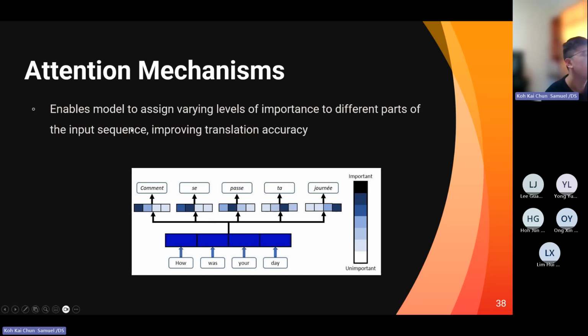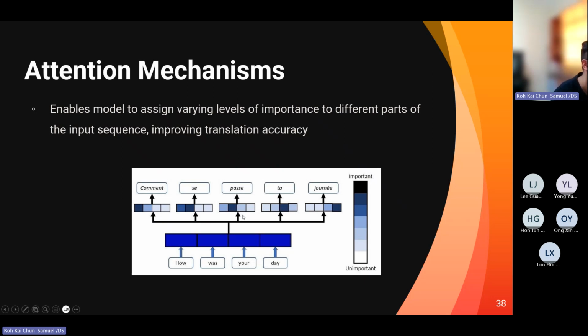Now it tries to enable this, known as the attention mechanism, because it enables the model to assign varying levels of importance to different parts of the input sequence to improve translation accuracy. So they introduce this to assign which word is more important compared to every French word. So it tries to assign the importance of it. In this case, how was your day? It's actually this whole phrase compared to every word.